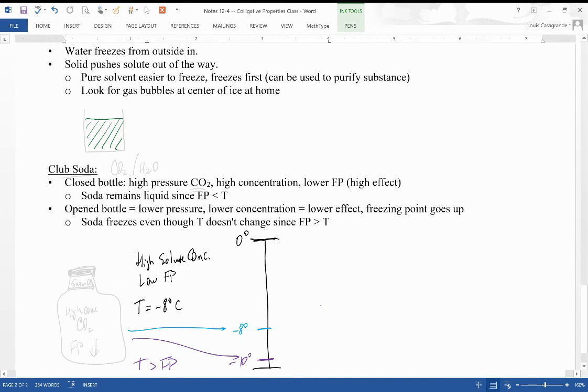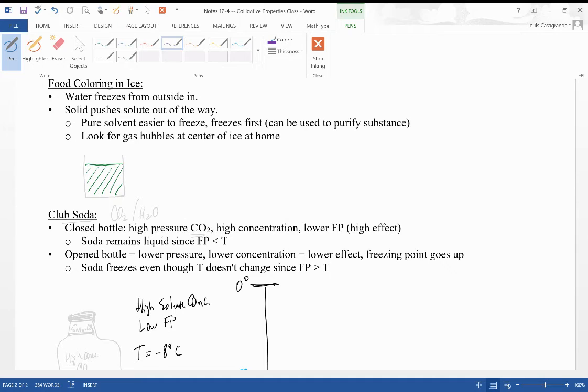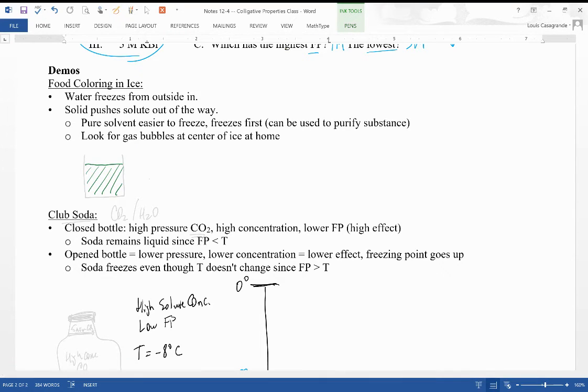So coming back up to our food coloring in ice, and this is a wonderful demonstration. If you've seen the video now, it's kind of interesting to see. And I'll also post just a static JPEG, a picture, to show you what this looks like. So what's happened now is, here's our beaker.